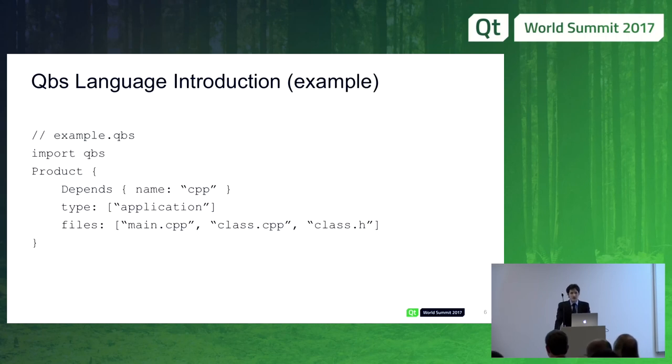So let's talk about how the cubes primitives are tied together to create real world projects. In the last slide, we learned that there are concrete types of modules called products. We have a product here, which produces a simple hello world application written in C++. This is basically close to the simplest cubes application that you can write.